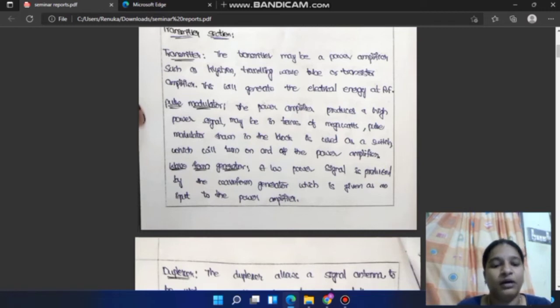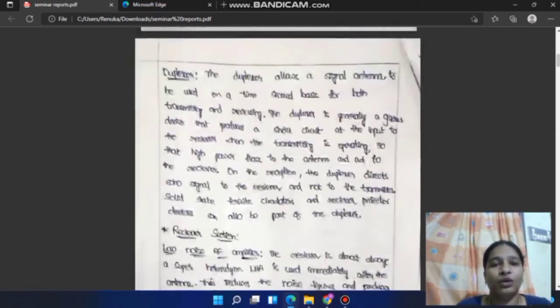Duplexer. The duplexer allows the single antenna to be used on a time shared basis for both transmitting and receiving. The duplexer is generally a gaseous device that produces a short circuit as an input to the receiver when the transmitter is operating, so that the power flows to the antenna and not to the receiver. On reception, the duplexer directs the echo signal to the receiver and not to the transmitter.